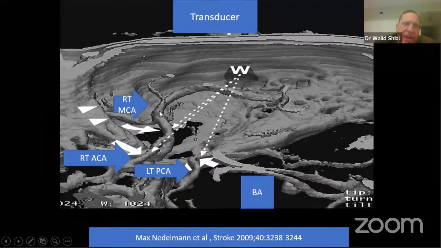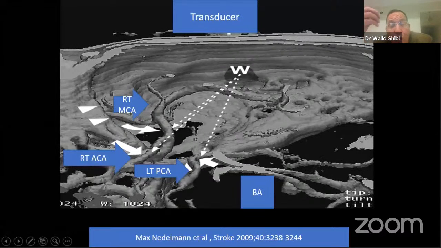You see, very easy, you can explore the middle cerebral artery, which is moving towards the ultrasound beam, and the anterior cerebral artery. And if you tilt downward, only just a little downward tilt, you can explore the two posterior cerebral arteries, and you can complete the circle of Willis here.